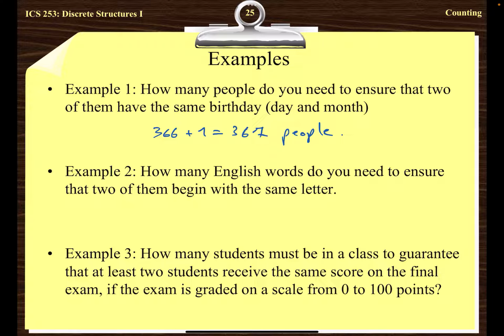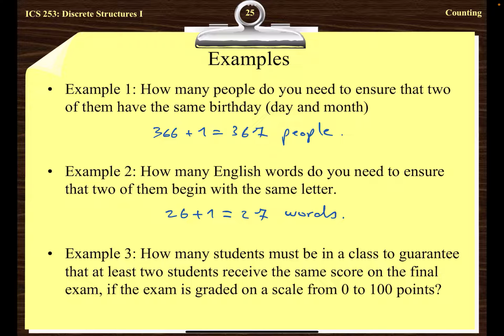Because I have 26 letters in English, right? So if you give me any 27 words, any set of 27 words will have at least two words with the same letter. So here I'm going to say 26 plus 1, which is 27 words. Okay, the next one.